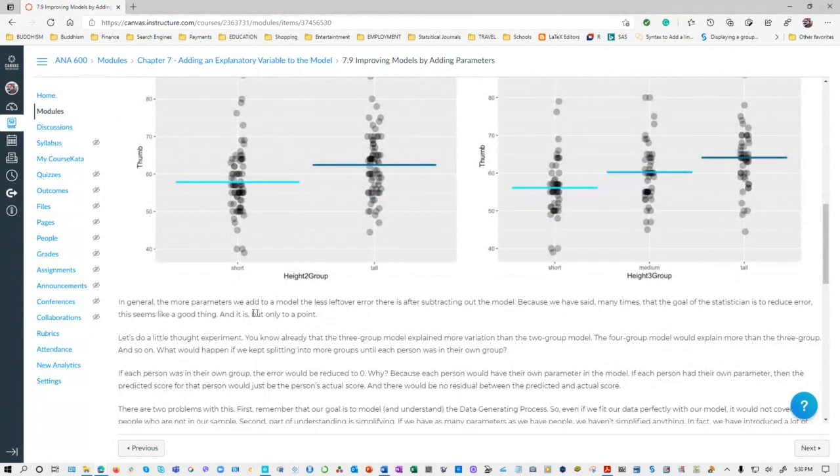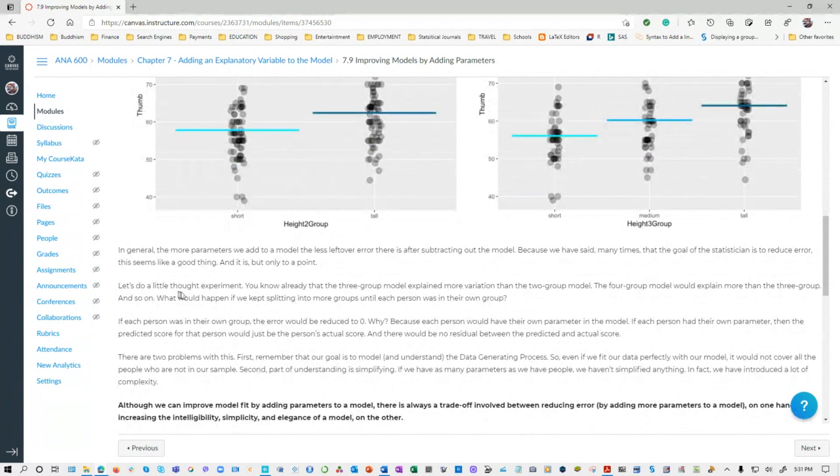In general, the more parameters we add to the model, the less leftover error there is after subtracting out the model. The leftover error gets less and less. That is the effect of more variables, more parameters being added to the model, because we have said many times that the goal of this is to reduce the error. This seems like a good thing, and it is, but only to a point.